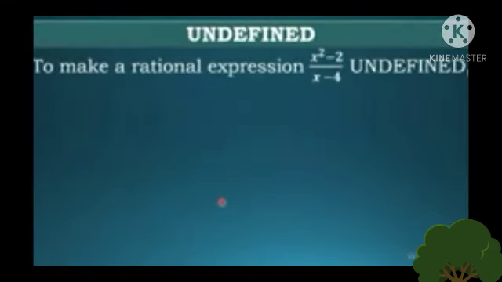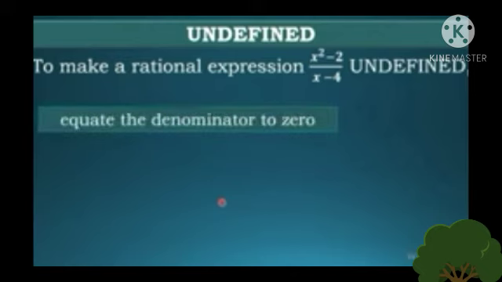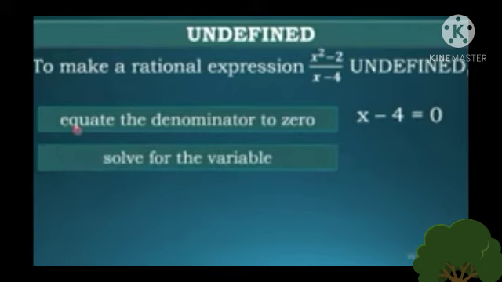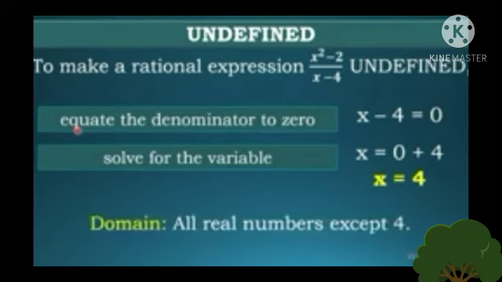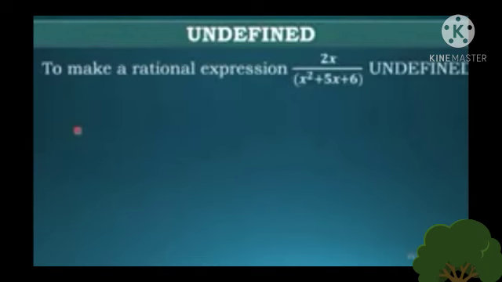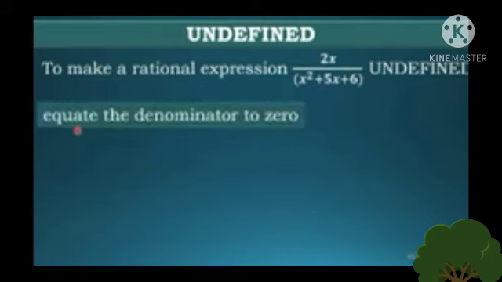Okay, let us recall how to make a rational expression undefined. How will we know the values of the variable that we cannot substitute so that our rational expression does not become undefined? First, you have to equate the denominator to 0. Copy the denominator, x minus 4 equal to 0. Next step, solve for the variable. We will have x is equal to 0 plus 4, that is x equal to 4. Therefore, our domain will be all real numbers except 4. So the 4 is what we call the restricted value.